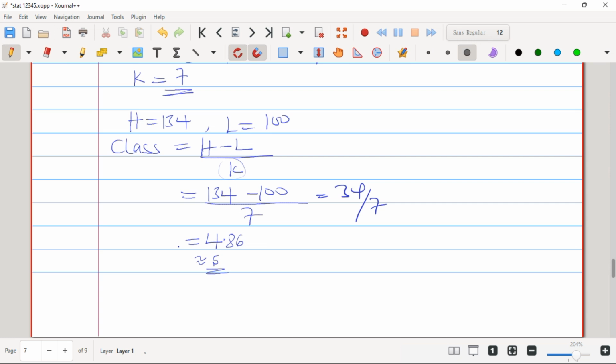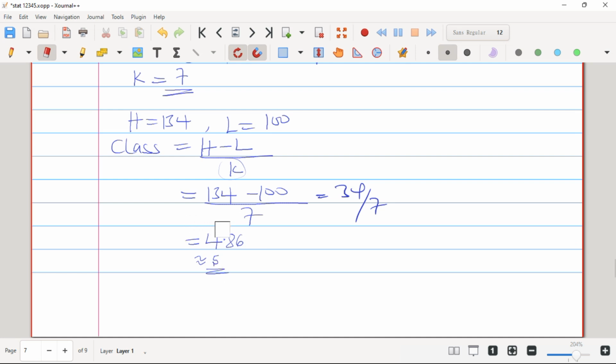So here our class width is equal to h minus l divided by k, which will be given as 134 minus 100 divided by 7. When you simplify it, you are going to get 34 divided by 7, of which you are going to get 4.86. When you round it, you are going to get 5. So this is our class width.